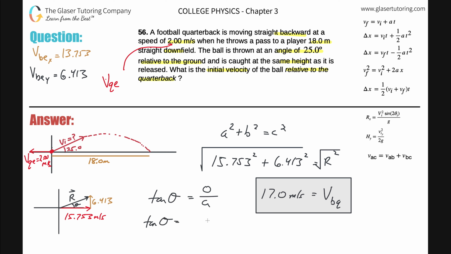Tangent of that angle will be equal to the opposite side, the 6.413, divided by the 15.753. Use the exact answers when you do this. To find the theta, you have to take the inverse tangent of both sides. And that basically cancels the tangent on the right. You get your theta. And now just go in and calculate. So inverse tangent of, grab that exact answer, the 6.4 and so on, and then divide it by the 15 and so on.